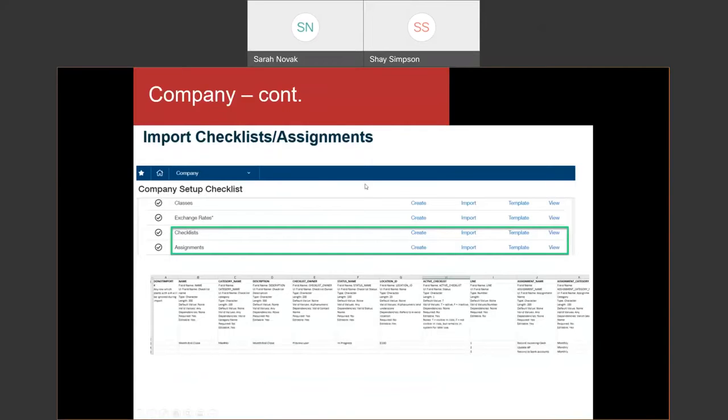We can also import our checklists and our assignments. So now we have the availability to import these checklists and the assignments. You go into Company and Import. You will see this under the Company Setup Checklist. We do have that availability, based on your permissions, to be able to import the checklist and the assignment.